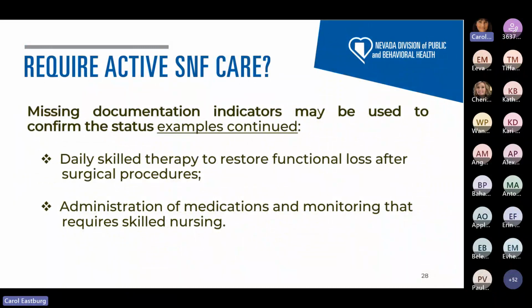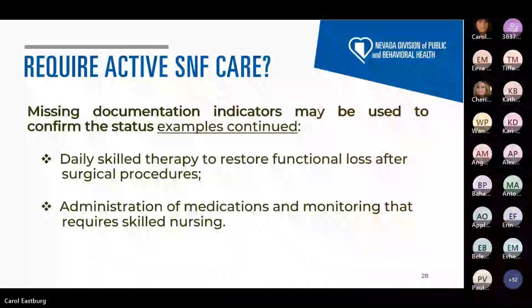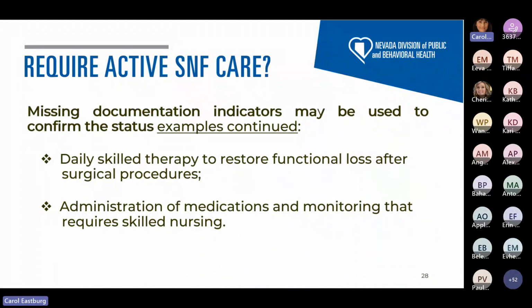Additional examples include daily skilled therapy that they might need to restore functional loss after they've had a surgical procedure and now they're in a weakened state. Administration of medications along with monitoring that would require skilled nursing. So basically, we're talking about all post-surgical care that would be required after a surgery, but they don't need to be in an acute care setting. So they come to the skilled nursing facility for the skilled post-surgical care that they need.